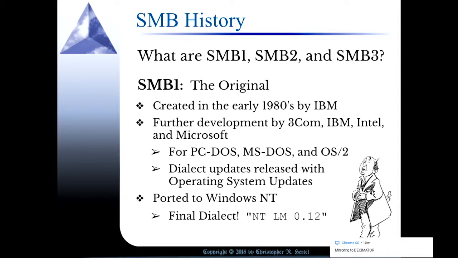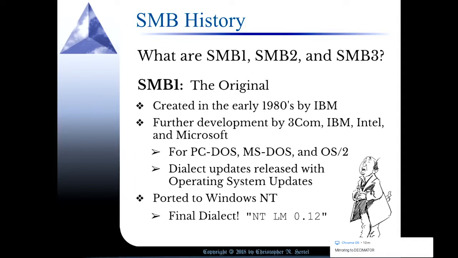So LANMAN 1, LANMAN 2, all these different LANMAN versions represented different versions of operating systems that were coming out. And when a new version of OS/2 came out, they would also come up with a new version for DOS that you would then load in so that that DOS version could talk to that OS/2 version more efficiently and effectively. Dialects tend to come out with operating system releases. That's still true today.